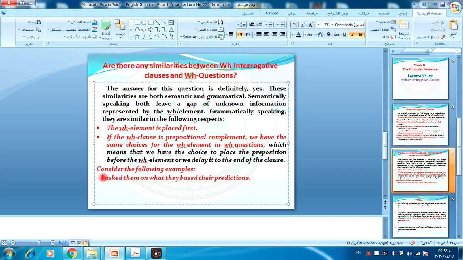I asked them on what they based their predictions. So you see now the preposition here is used before the WH element. So I asked them on what they based their predictions. Now there is another possibility in which we can delay the preposition. We can postpose the preposition to the end of the clause.